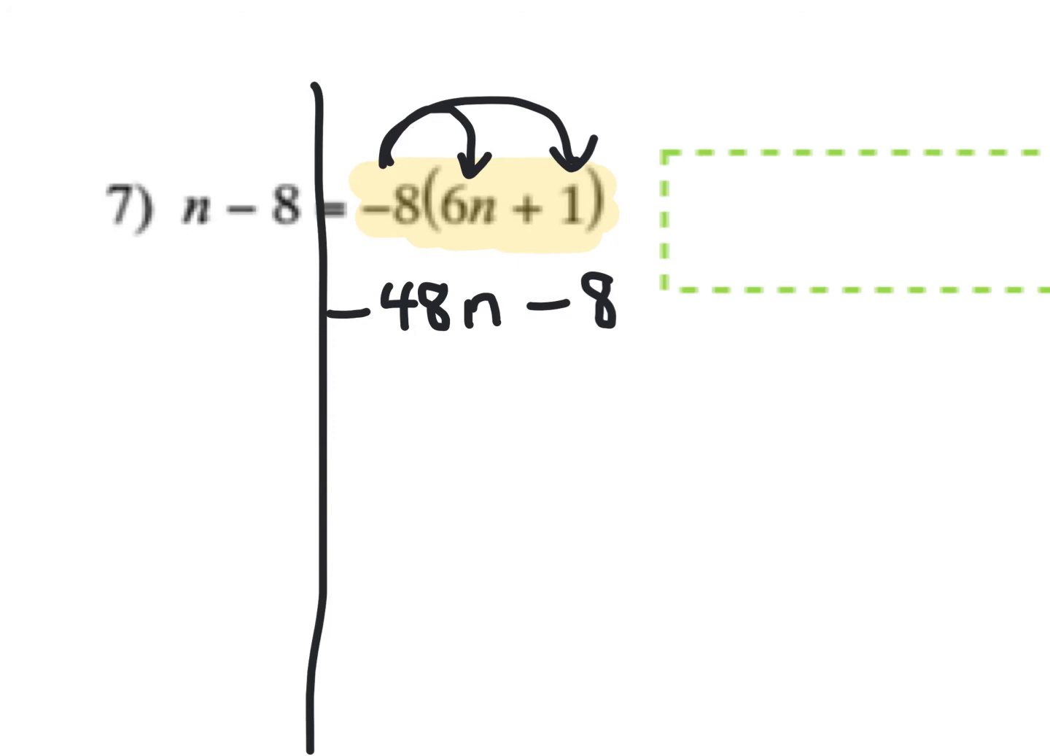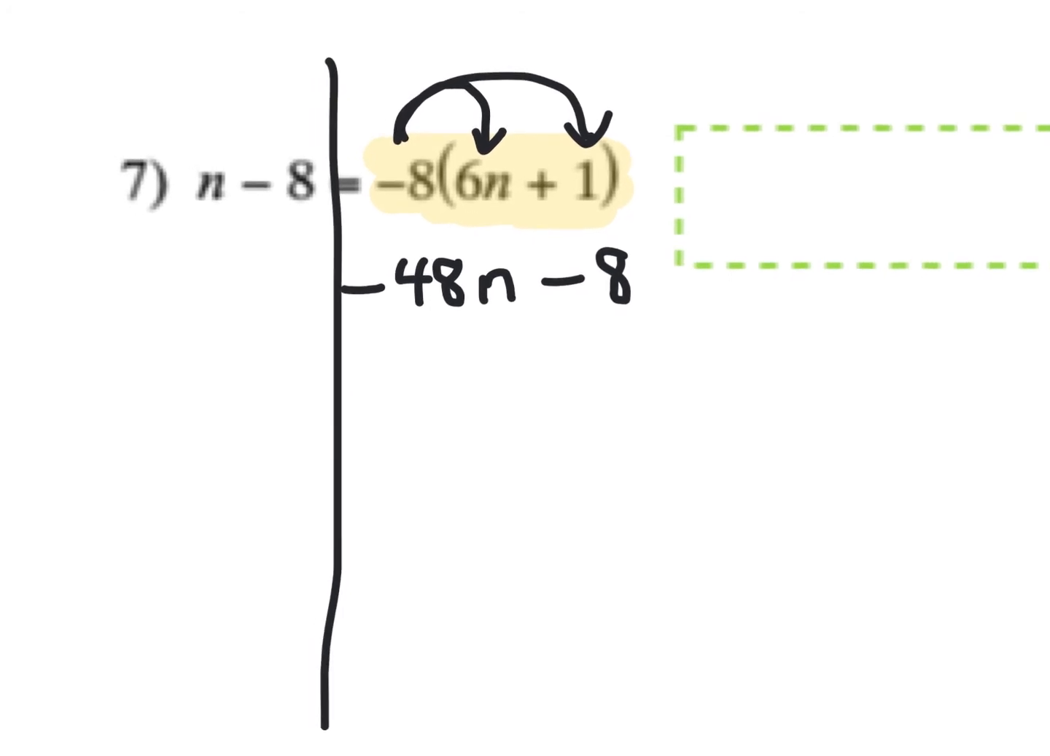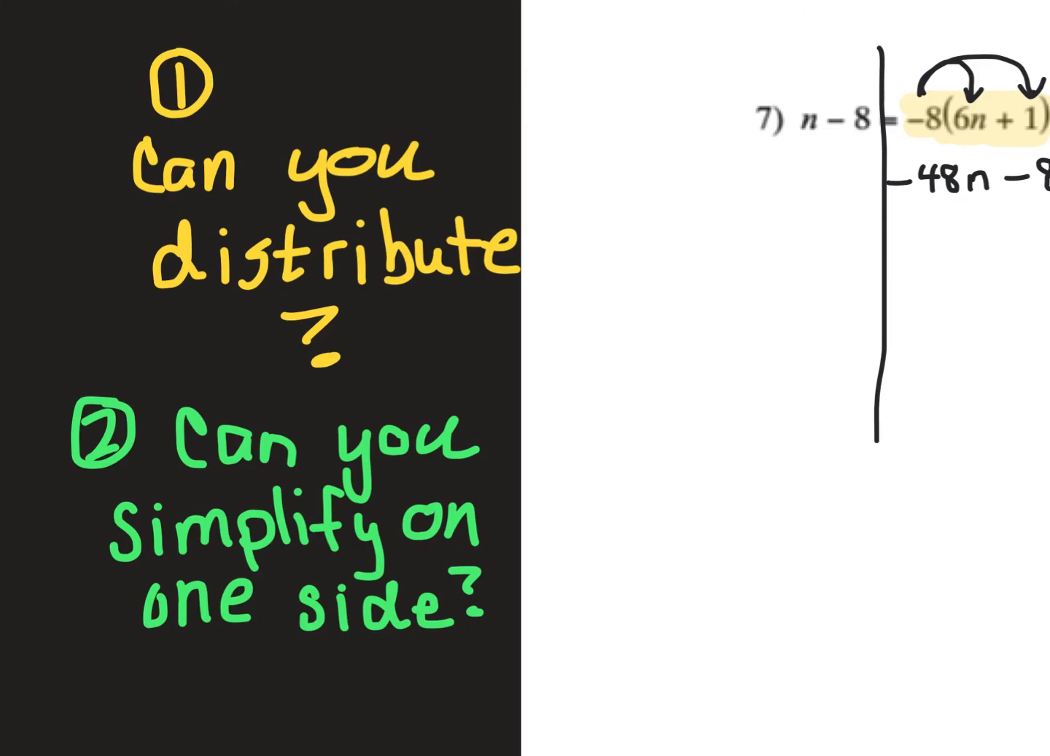Then I'm going to ask myself my next question. Question number 2 is, can you simplify on one side of the equal sign or the other? So if I look at the right-hand side of problem number 7, I have a 48n and an 8. These are not like terms. They're not the same. One's a variable, one's a number. So my answer to question number 2 is no, I cannot simplify the right-hand side.